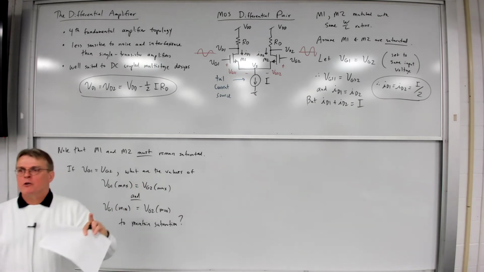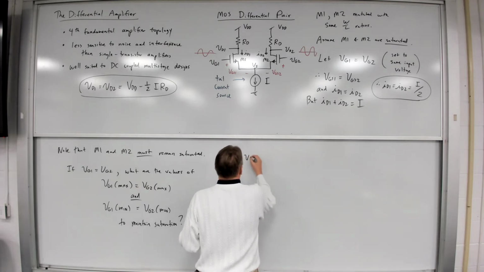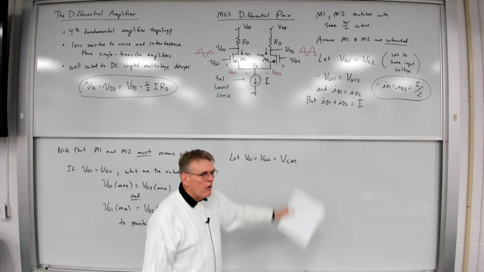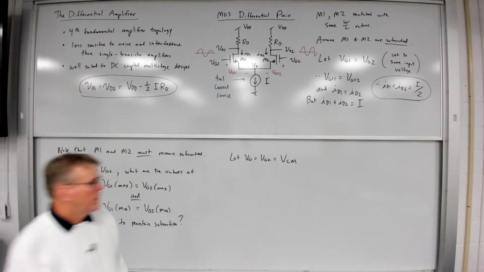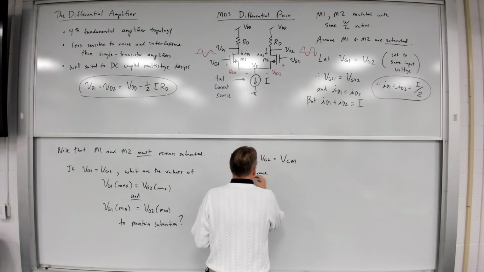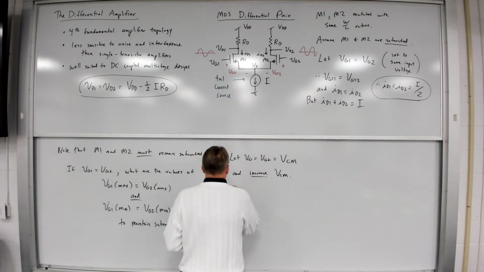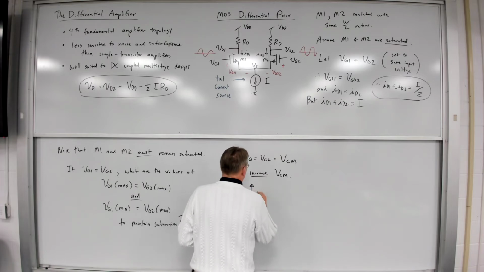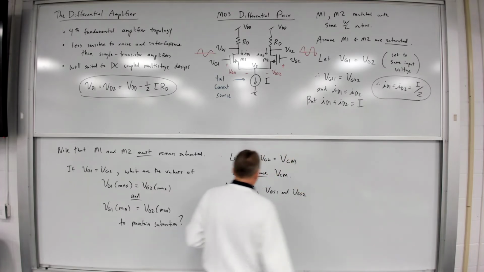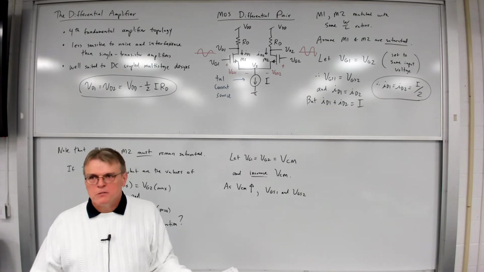Let's first assume that we increase VG1 and VG2. I'm going to say VG1 is equal to VG2, and I'm going to call them VCM, the common mode voltage. So we're going to start increasing the common mode voltage. As we increase the common mode voltage, VGS1 and VGS2 have to stay the same because we don't want the currents to change. They can't change.